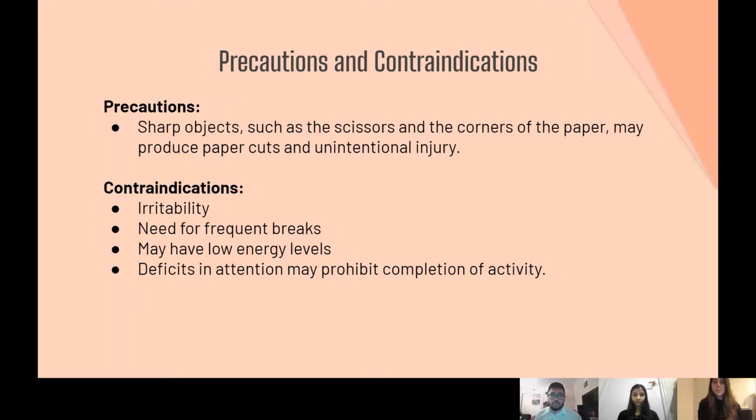All right, for precautions and contraindications, we said that for precautions will be sharp objects such as the scissors and the corners of the paper that can produce paper cuts or unintentional injury. For contraindications, we have irritability, need for frequent breaks, may have low energy levels, and deficits in attention might prohibit the completion of the activity.